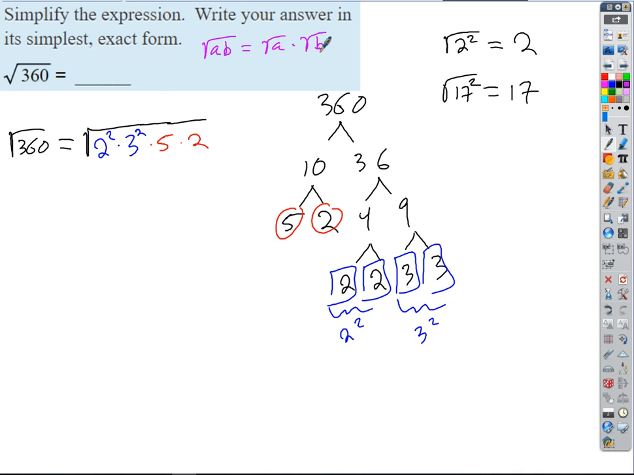Yes, ma'am? Why is it more beneficial to write it out this way instead of just doing 2 cubed? You'll see. You'll see why in a second.